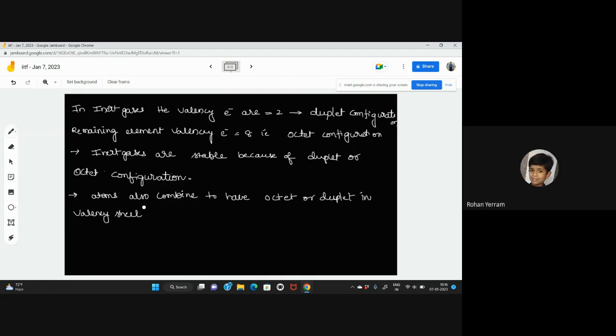Sir, could you say how to pronounce the theory name, sir? Which one? This theory. Lewis and Kossel approach. Okay, Lewis and Kossel approach.